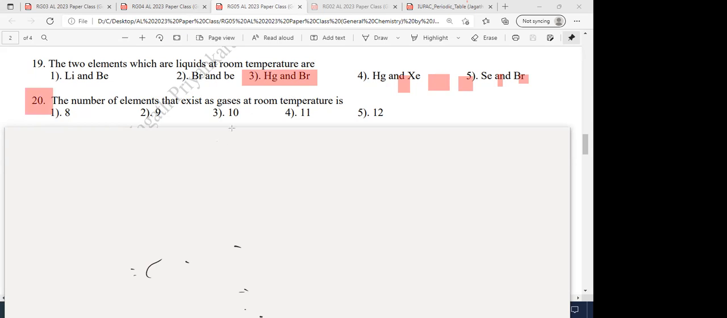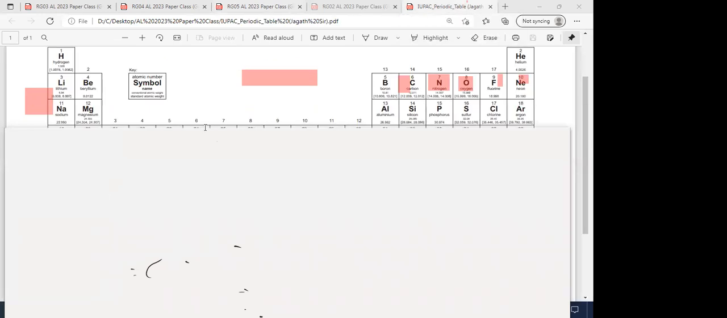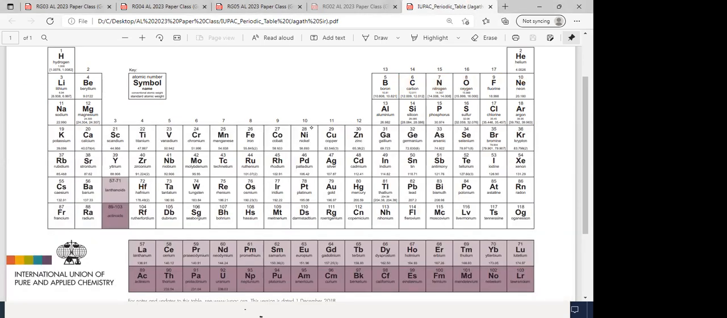Can you tell me the answer to the last one, the 20th? After that, the rest I'll discuss next day. Again look at the periodic table. Number of gaseous elements at room temperature. How many elements exist as gases at room temperature here? Look at the periodic table and tell me the answer. I'll highlight if you want. Group 1, what is the gas? Hydrogen. Then again you get gases in group 5, nitrogen gas.